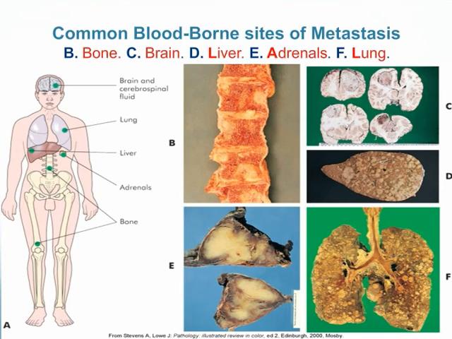Some of the common sites of blood-borne metastasis include the bone, the brain, the liver, the adrenal glands, and the lung. So those are some of the common sites that we're going to see metastasis occur.